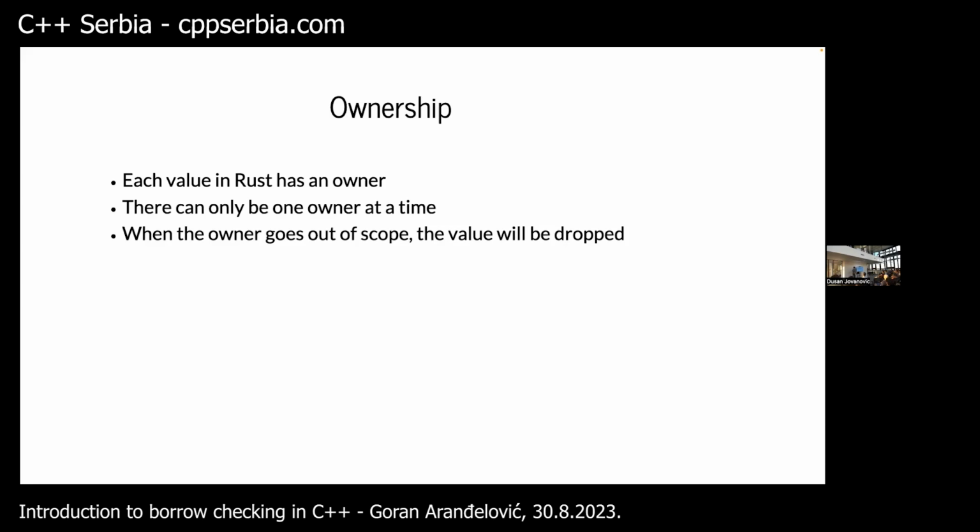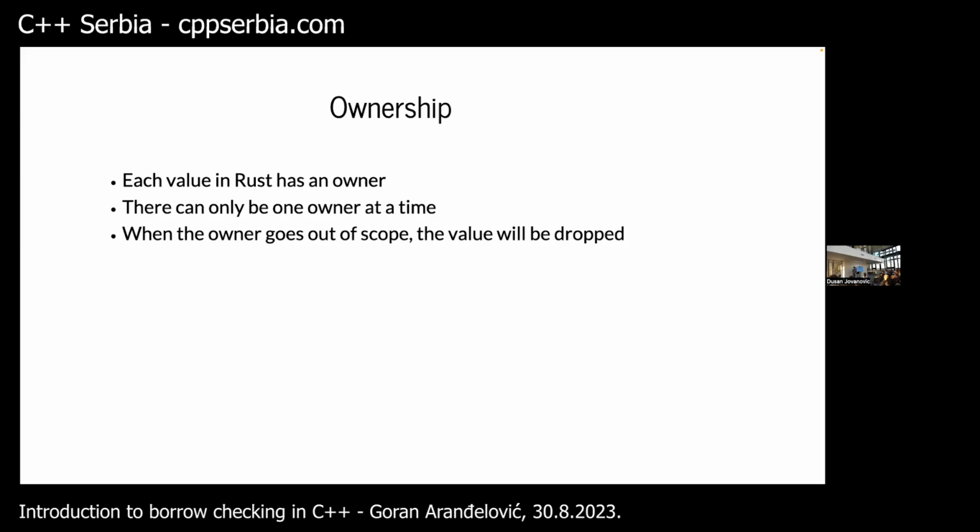As you see here, each value in Rust has an owner, and this is one of the important things. Rust is very explicit about ownership, and the default case is when you assign one variable, and I'm intentionally saying variable, to another variable, you're actually moving ownership. The default case for C++ is copying, and in Rust, for C++ developers, it's actually a move operation. So you are moving objects to the other one.